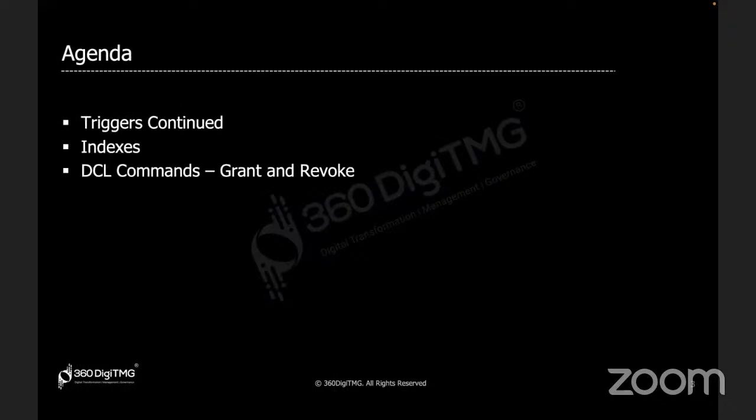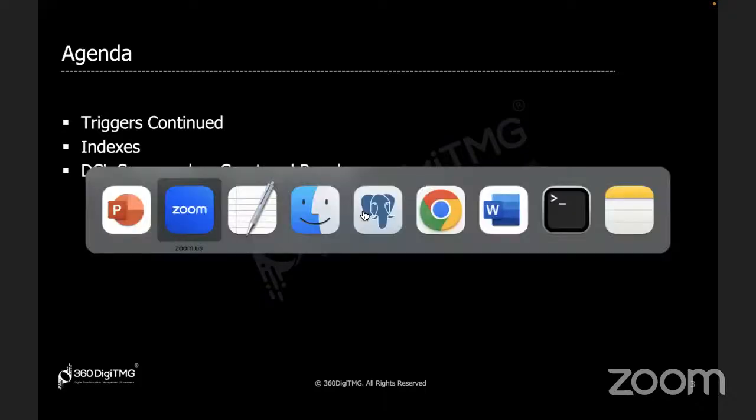The agenda for today is to continue our discussion on triggers. We will see one more example. Then we will talk about indexes, and then we will look at the DCL commands, which are grant and revoke. Okay, so this is the agenda for today.